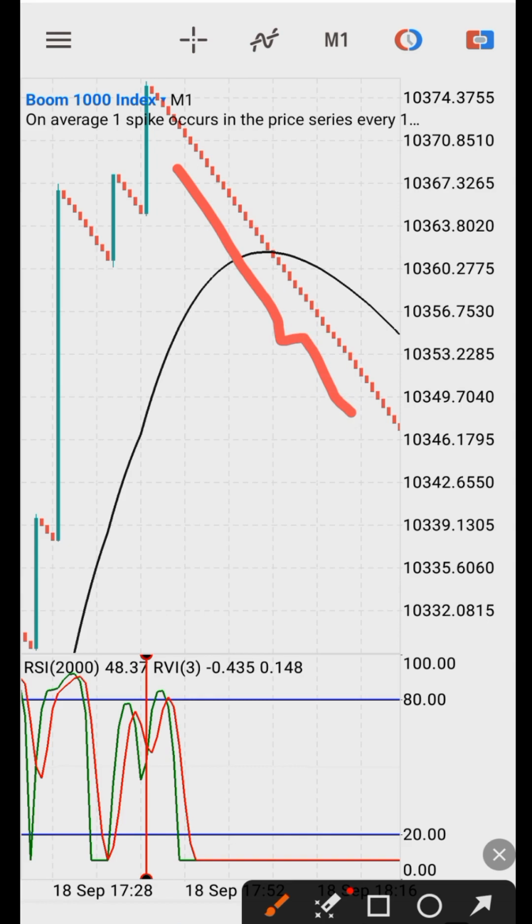Go to your chart and back test, then demo trade before you go into a live account.